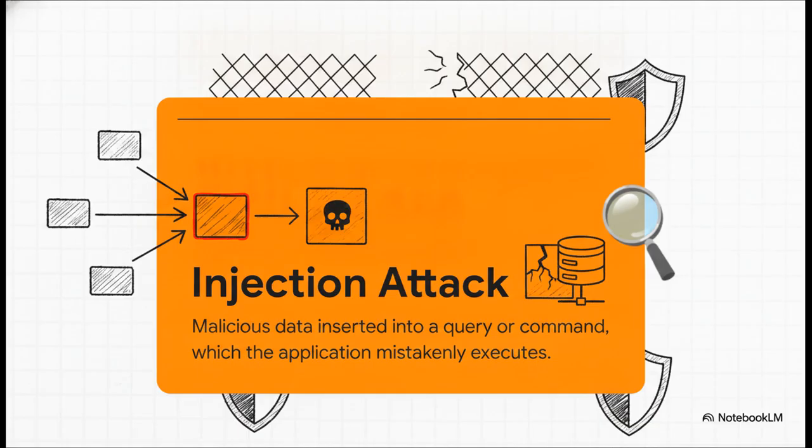First up, the injection attack. This happens when malicious data is deliberately inserted into a query or command, which the application then, unfortunately, mistakenly executes. Picture an attacker slipping a malicious SQL command, like in an SQLi attack, right into a standard login request. It effectively tricks your database into handing over sensitive data simply because the system can't tell the difference between the legitimate request and the malicious payload hiding inside it.